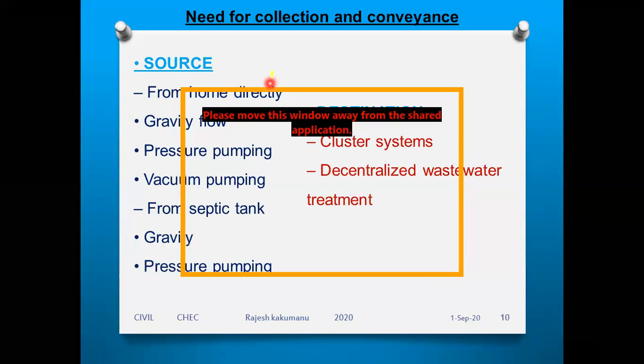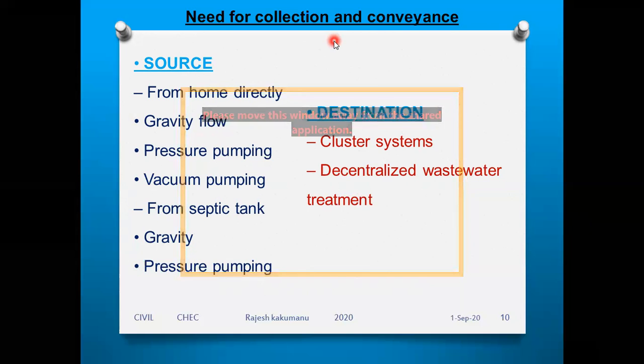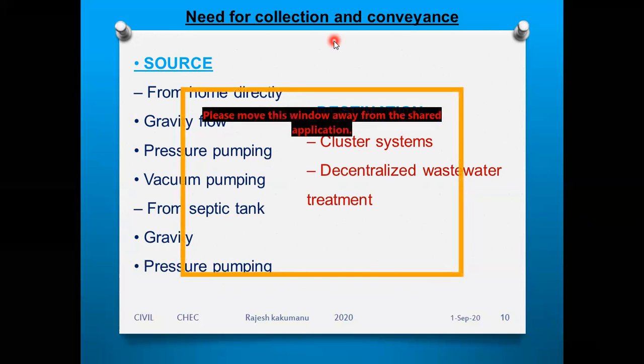Next, what is the need for collection, of conveyance and collection of the sewerage wastewater? What is the need for collecting? Why is there a need for collecting? Generally for hygiene. Water should flow continuously, so that people should not be harmed by having the wastewater. So like this we have the necessity, then where it is collected, how it is conveyed, and where it is going.